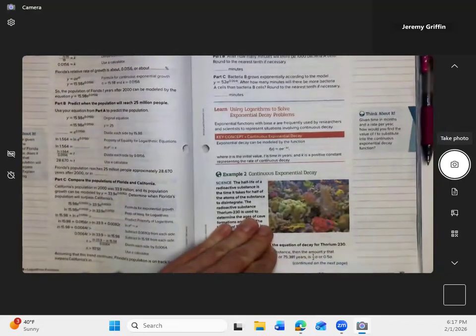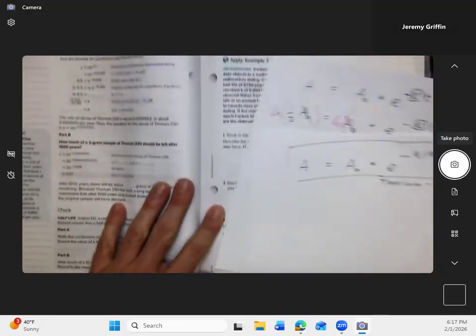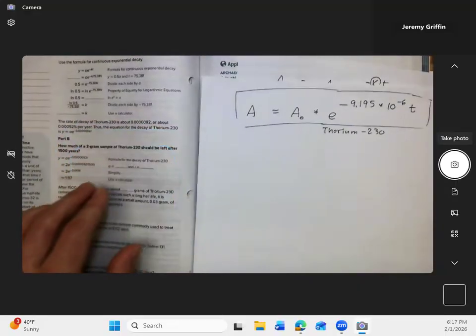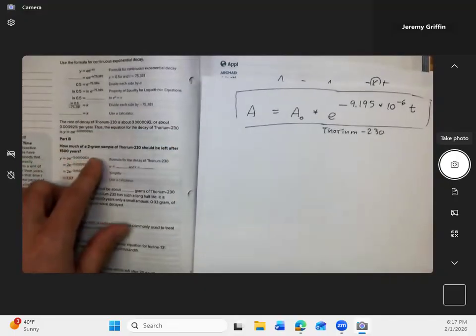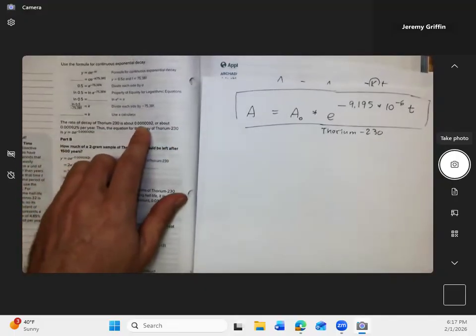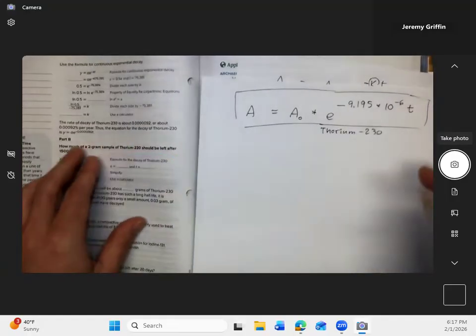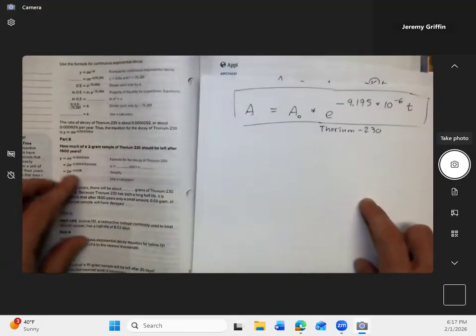Let's make sure that's what your book got also. Okay, continue on the next page. You should have gotten the same thing. Yeah, exactly. Negative 75381. Well, hold on, that was one of the steps. Here it is, 0.0000092. Okay, yeah, same thing. So we got what they got.